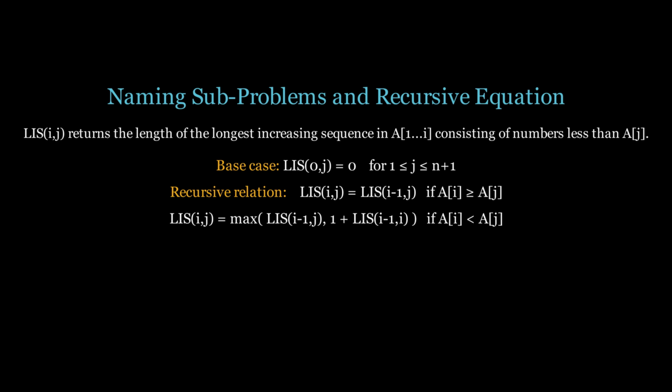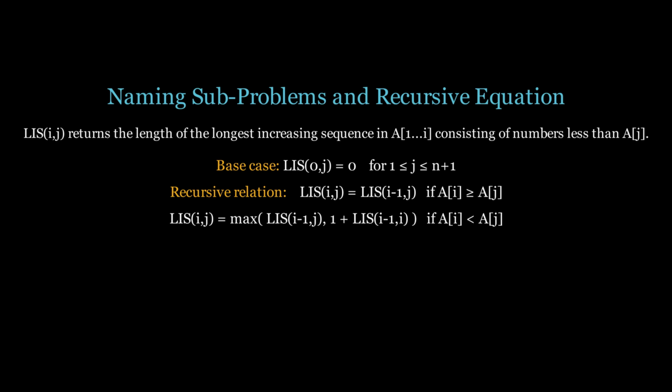From these relations, we can see that each LIS of i, j relies on LIS calls with previous input i minus 1, j and i minus 1, i. So if we are able to evaluate those inputs first and store the results of those computations to be looked up, each subproblem would only take constant time. This means that we would be able to fill the 2D array in the bottom-up order from i equal to 0 to i equal to n.